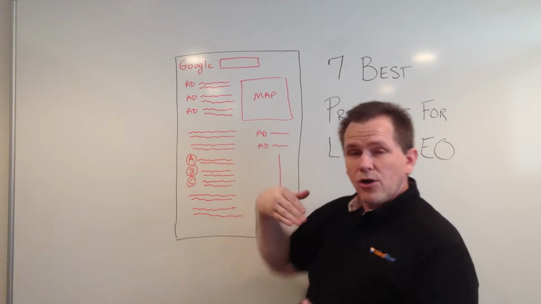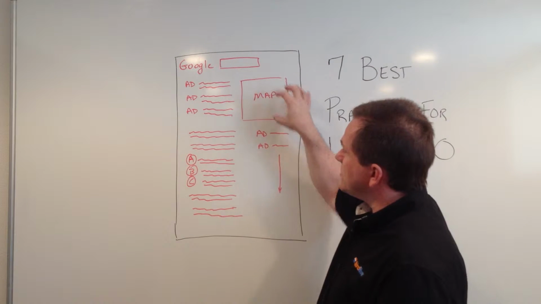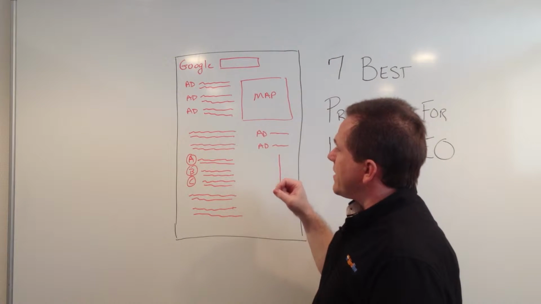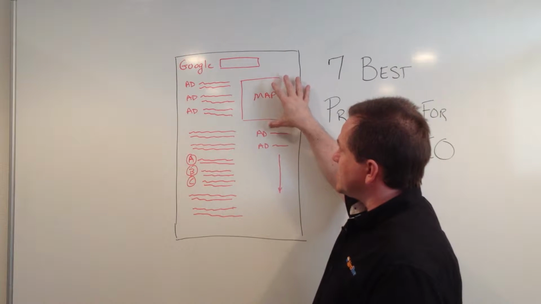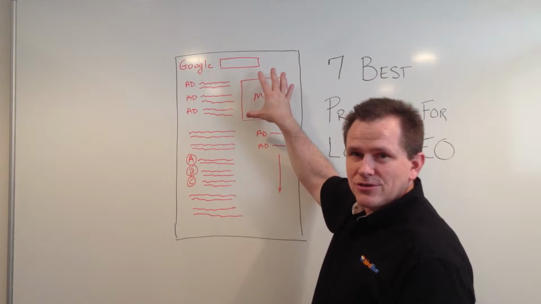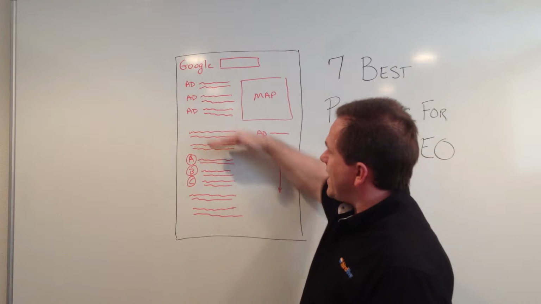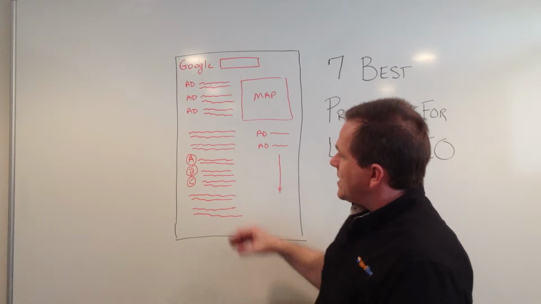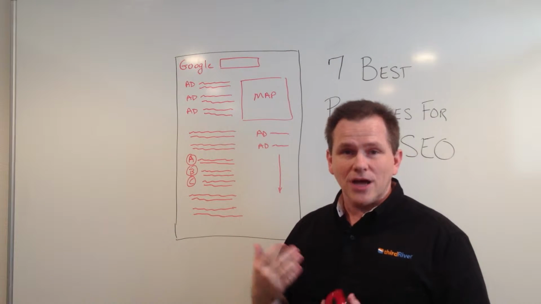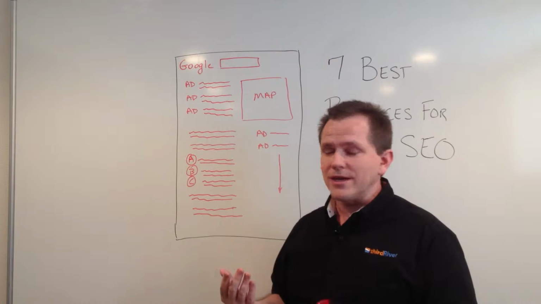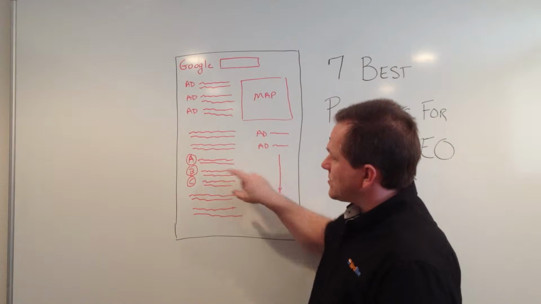A lot of times in a local search, you've got a map right here. It might show a number of results. You may also start seeing, as you hover over map results, different featured information on that particular business. Then below the ads and to the left of the ads, you've got organic results, which are basically somebody has just optimized their website really, really well, and they show up here. Or maybe you've got map results, which is the other section.